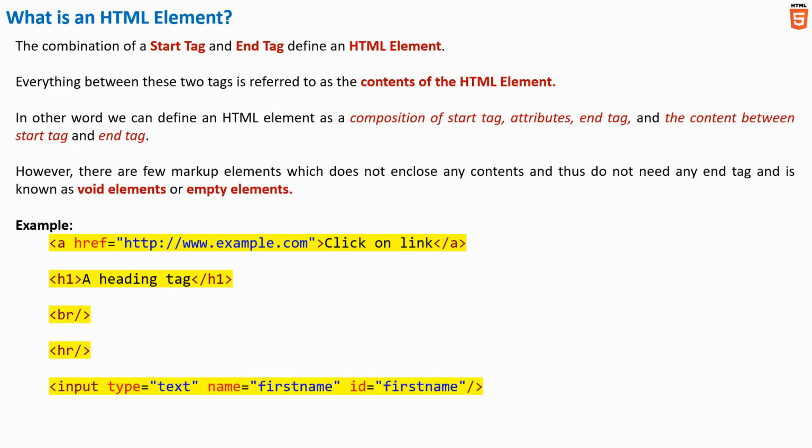Another example of an HTML element is the input tag. This input tag has an opening tag and some attributes called type, name, and ID defined for it, but it again does not have the closing tag or end tag, and it does not have any content. So these are all valid examples of an HTML element.